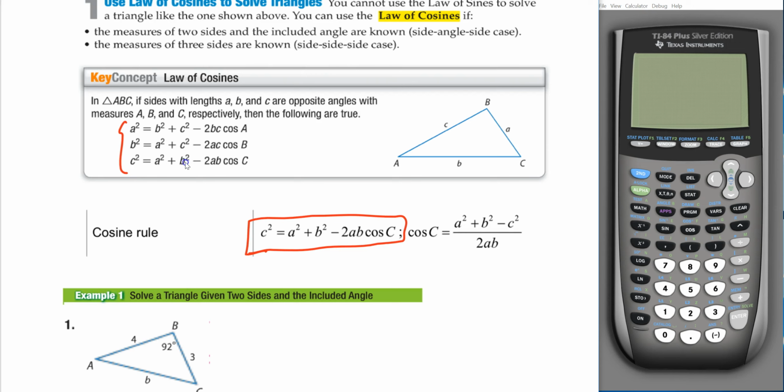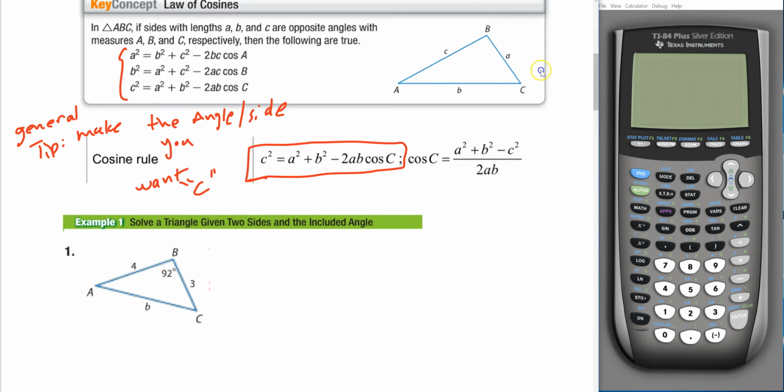Now, keep in mind, if you're looking for A, you do that; looking for B, you do that. In this case, you only have C. So my general tip: make whatever side you're looking for, make the angle opposite it C. Who cares what it is? Make the side you're looking for side C, essentially. And then you just use the formula.